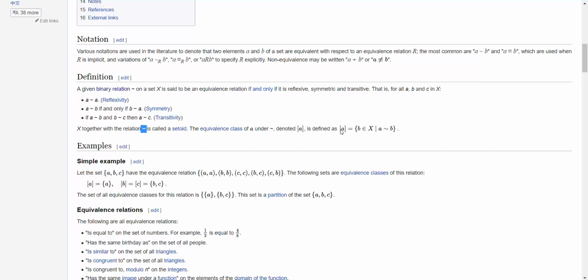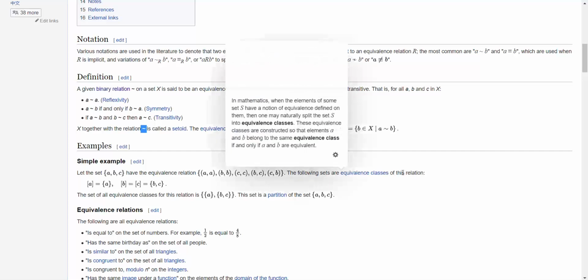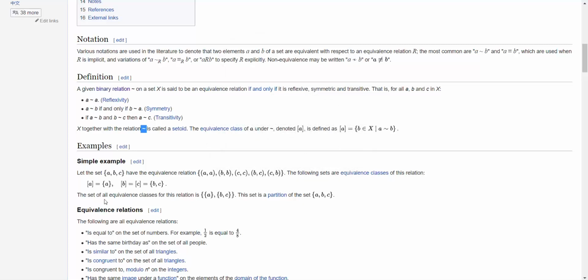Equivalence, as you can see. Simple example. Let's start with a simple example. Let the set {A, B, C} have the equivalence relation AA, BB, CC, BC, CB. So these are the relationships. The following sets are equivalence classes of this relationship.